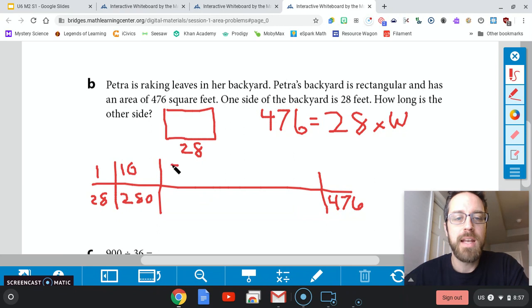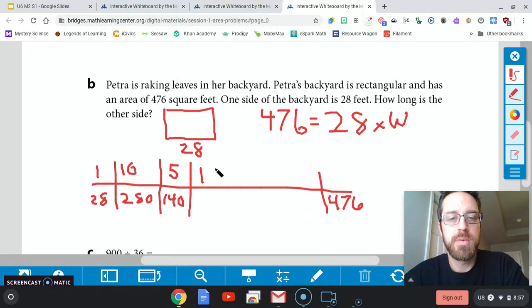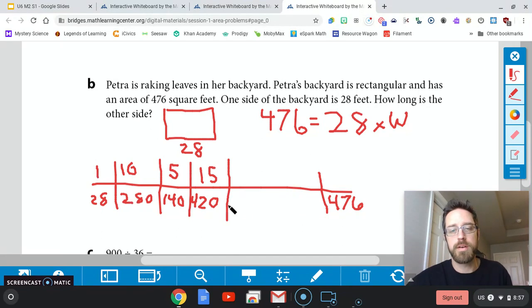250 doubled would be 500, and this is more than 250, so that's going to get me over 476. So maybe I'm just going to half it. So let's half it. Half of 10 is 5. Half of 280 is 140. And then now let's combine them to get a group of 15. That would be 420. So if I have 15 groups of 28, I'm at 420.